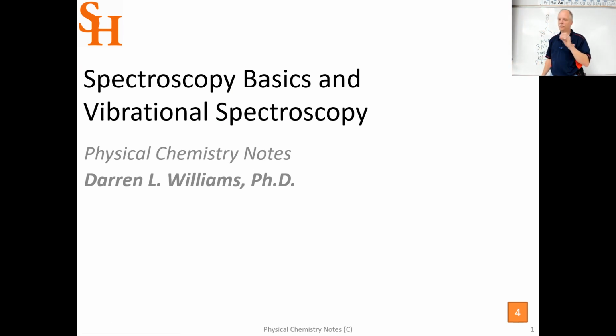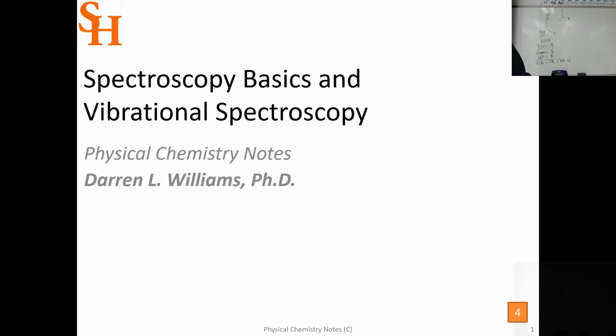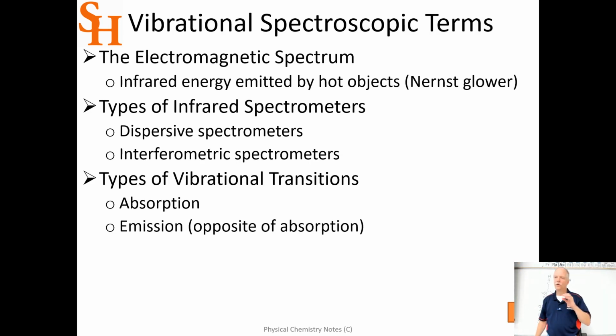So here we're going to talk a little bit about the vibrational spectroscopy terms and then look at the different kinds of instruments, the Raman and the IR, and get our mind around the energy level diagram and where the spectrum's coming from.